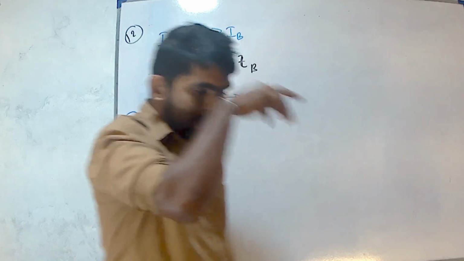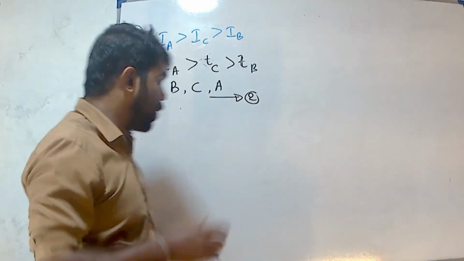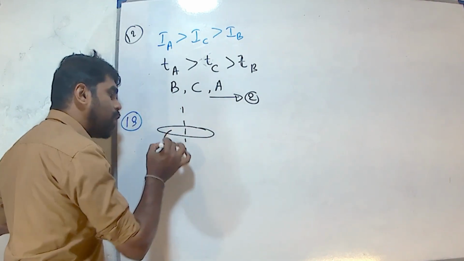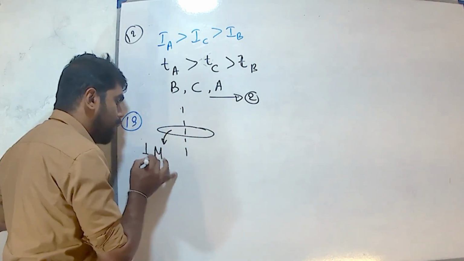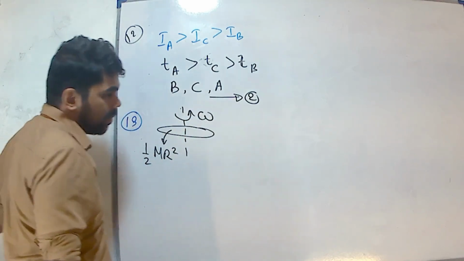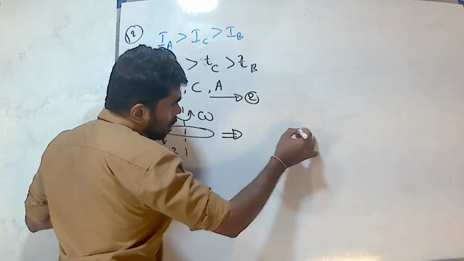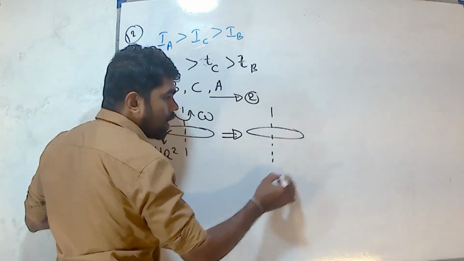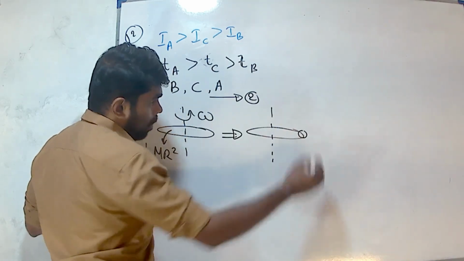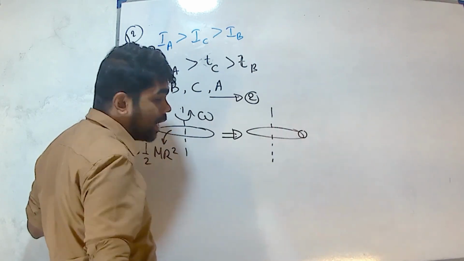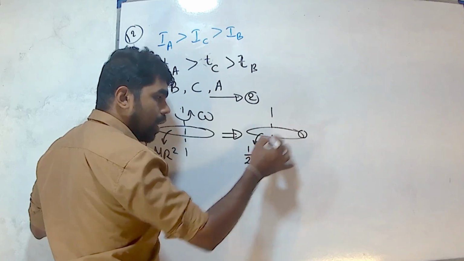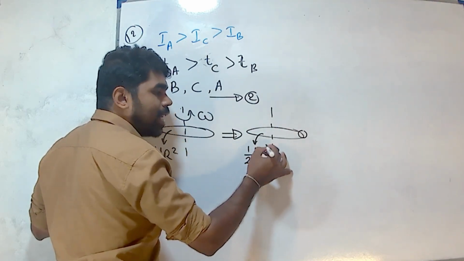Now we have to consider the first situation. There is a circular disc. Its moment of inertia is half M R squared. It is rotating with angular velocity omega. For the second situation, there is a point mass at the edge of the object. Now the moment of inertia of the circular disc, half M R squared, is not changing.